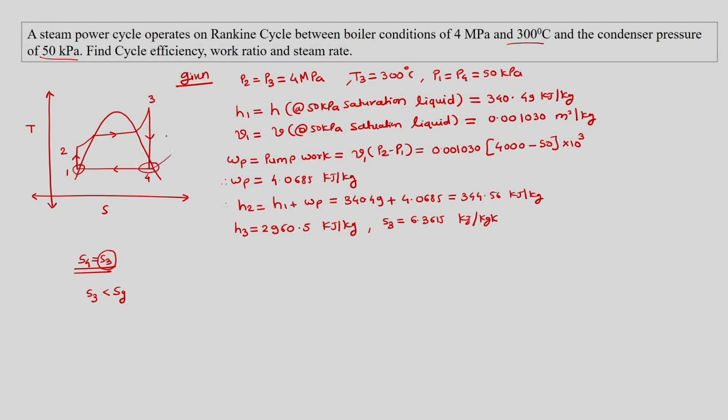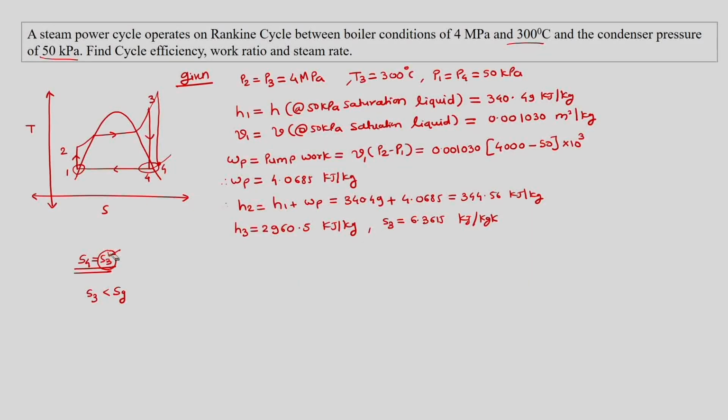So sometimes, if state 3 is somewhere here, then we might end our state 4 point over here. In this case we will have to go to the superheated part corresponding to 50 kilopascal, and find out at what temperature the entropy matches the entropy S3. When it matches, that temperature at 50 kilopascal is the state 4 condition.